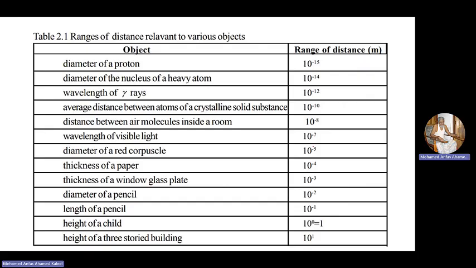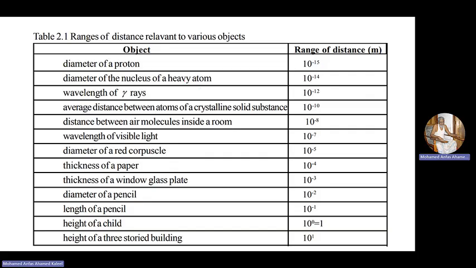The first one is the diameter of a proton. You may know the proton is a subatomic particle found in the nucleus of every atom. That range of the diameter is 10 to the power minus 15 meters. It's the very smallest particle.